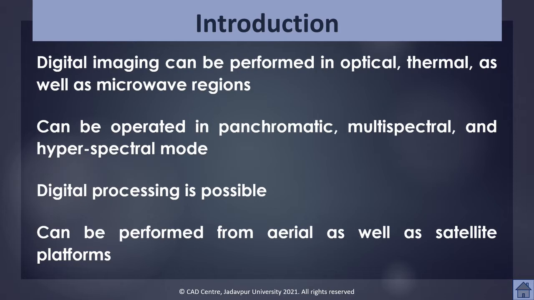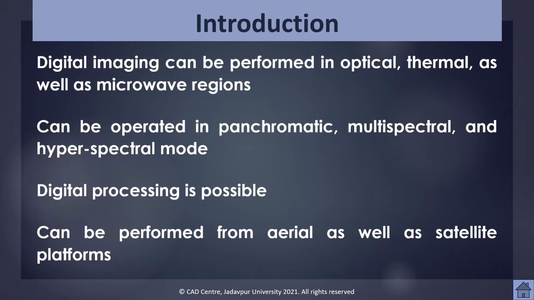Digital remote sensing can be performed from the satellite platform as well as the aerial platform, although satellite platforms are more preferred because a satellite platform has several advantages as we have discussed earlier. So, these are the primary advantages of digital image processing, and that is why digital remote sensing is becoming very popular, and photographic remote sensing is nowadays obsolete.